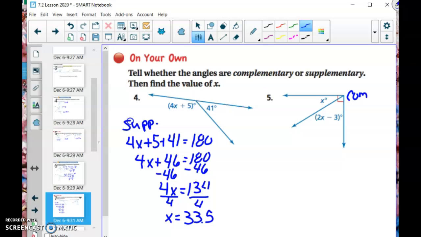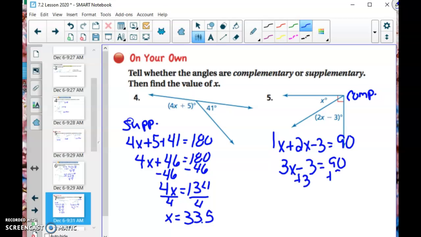Number 5, those two angles go together to make a corner. So that means that they are complementary. So then when I add those two angles together, it has to sum to 90 degrees. Well, those are like terms, so I put like terms together. Then I would add 3 to both sides. That is 93. Then divide by 3 on both sides. And that leaves me with a value of x being 31 degrees.